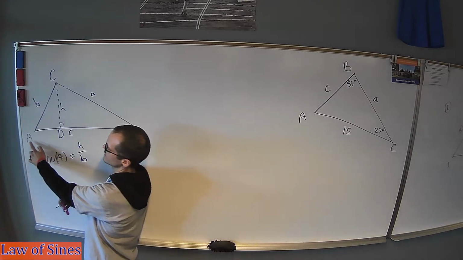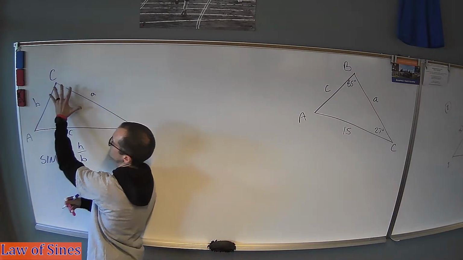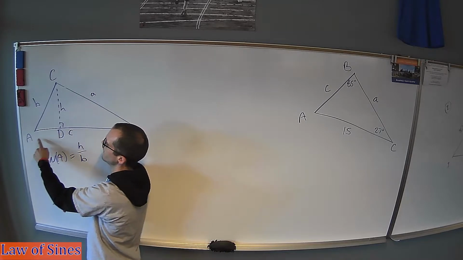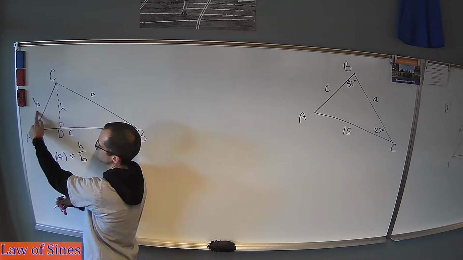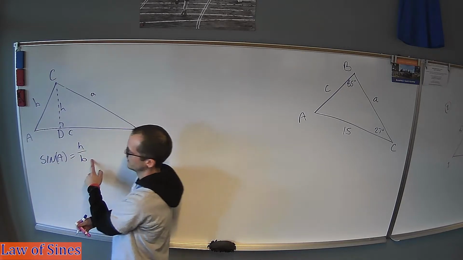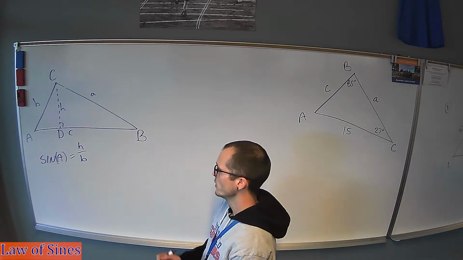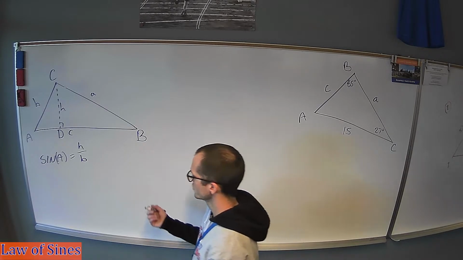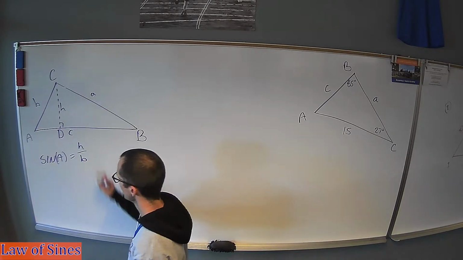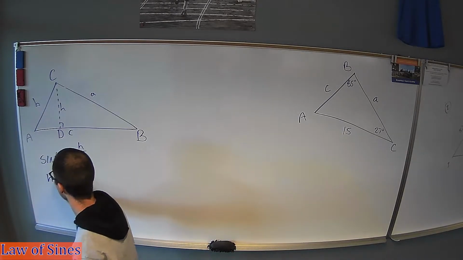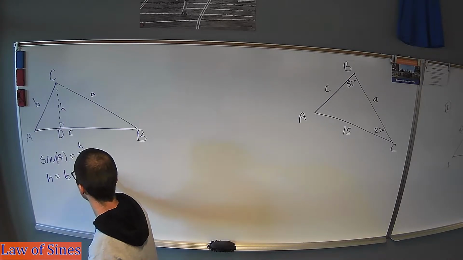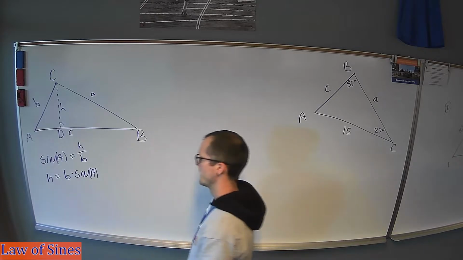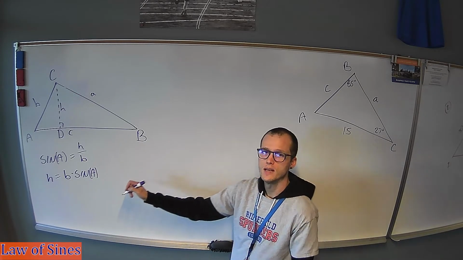So again, I'm looking at this triangle ADC. I'm forgetting about this whole right side. I'm not worried about that right now. The sine of A is the ratio of the opposite leg to the hypotenuse. Cool. Now, I want to solve this thing for H. So if we multiply both sides by B, we learn that H equals B times the sine of A. All right, cool. We're going to use that in a minute, but I'm going to put it on hold for now.